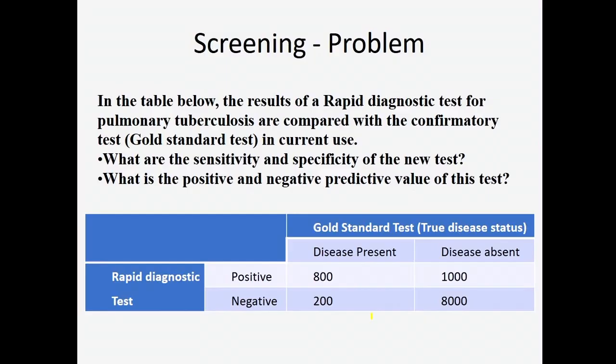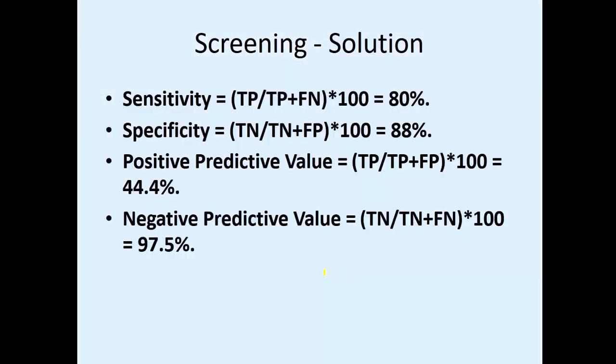So now we are moving to the problem. Here is a table which is given, with a gold standard, disease present and absent, and a rapid diagnostic test which is newly developed. We are going to test the sensitivity, specificity, positive predictive value and negative predictive value with this gold standard. So we have got these results. Now we are calculating the sensitivity based on the formula which is given, and we are getting these results as 80%, 88%, 44.4% and 97.5%. In case you are having any difficulty following the problem and the solution, you can pause the video and continue.